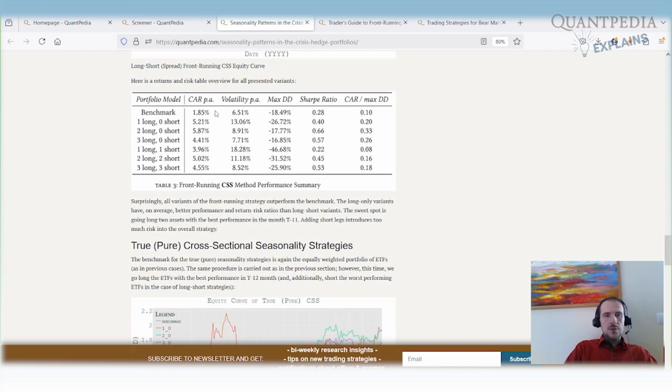Here we have a table. Once again, we can see that when we are front running the seasonality signal, we have nice Sharpe ratios, we have nice return to risk ratios, and also we significantly outperform the benchmark. Once again, the benchmark is just holding those assets all together equally weighted.